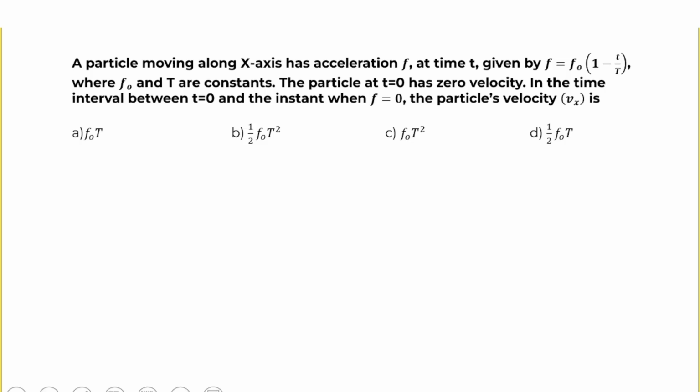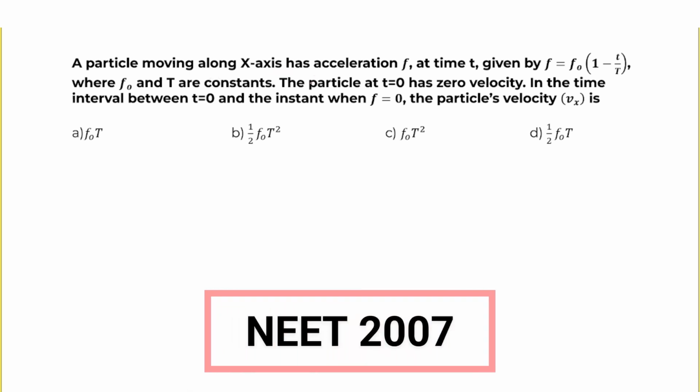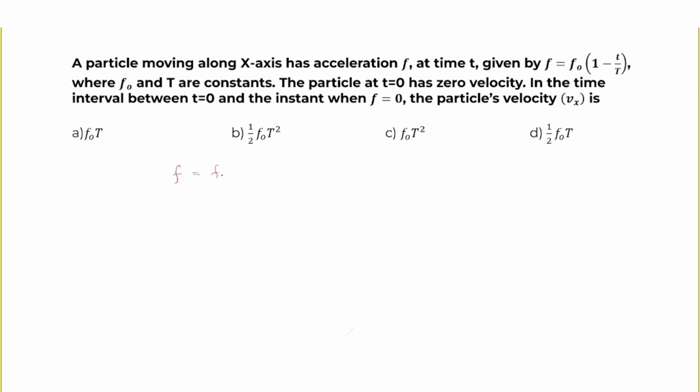A particle moving along x-axis has an acceleration f at time t given by f equal to f naught times (1 minus t upon capital T), where f naught and T are constants. The particle at t equal to 0 has zero velocity. Okay, great. In the time interval between t equal to 0 and the instant when f is 0, the particle's velocity is vx. You have to figure out that velocity.